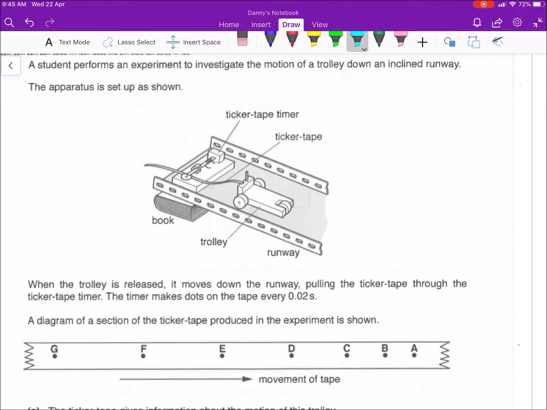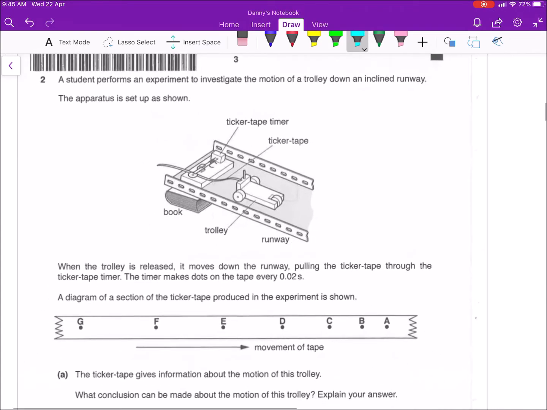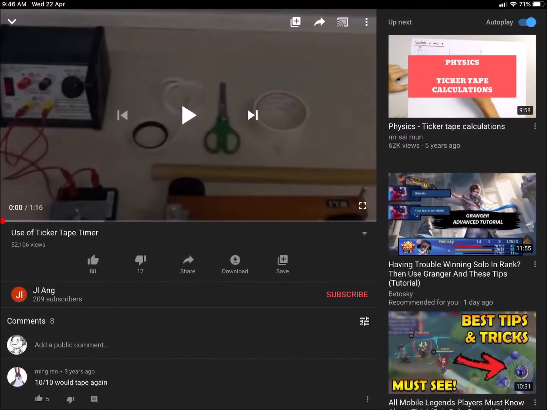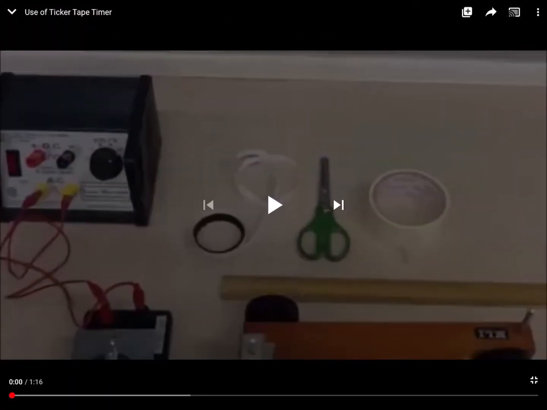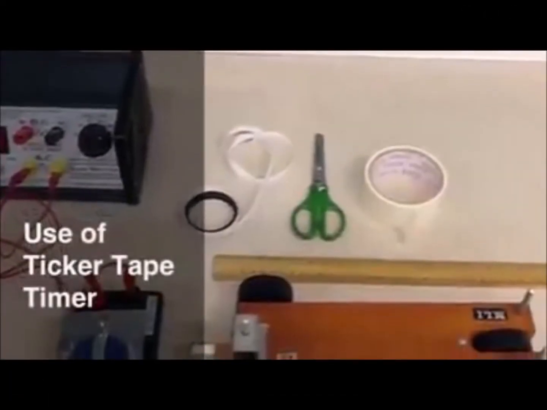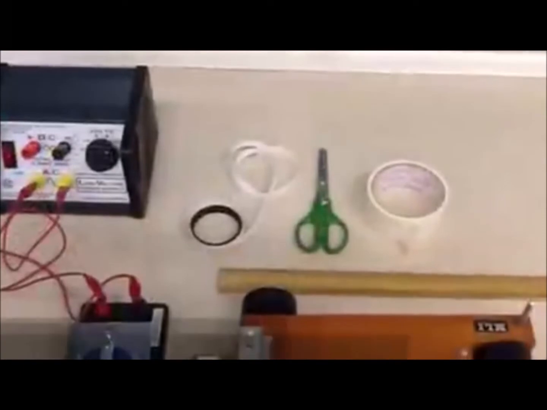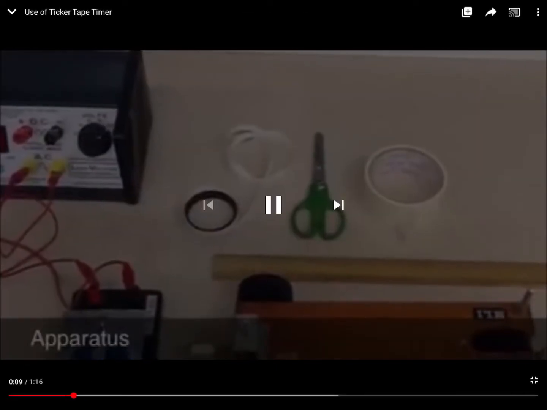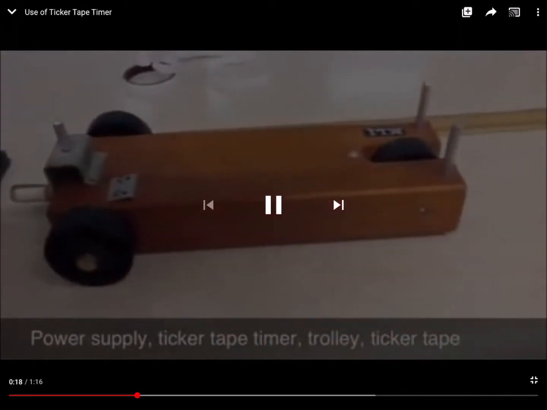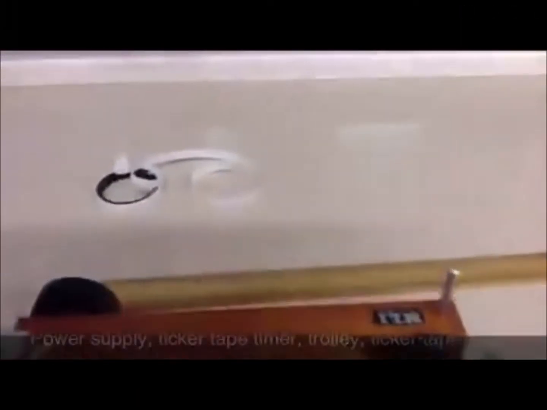Okay, question 2 is about something that is new to some of you. It is called the ticker tape timer. I will show you a video on how it looks like. So this is a ticker tape timer. Use of ticker tape timer. So I will skip this part first. Trolley, meter rule, and ticker tape.